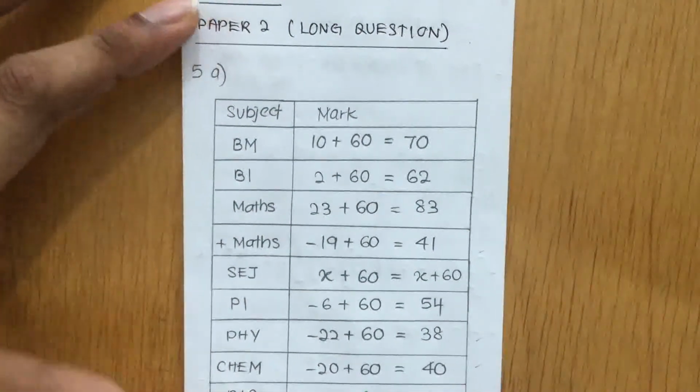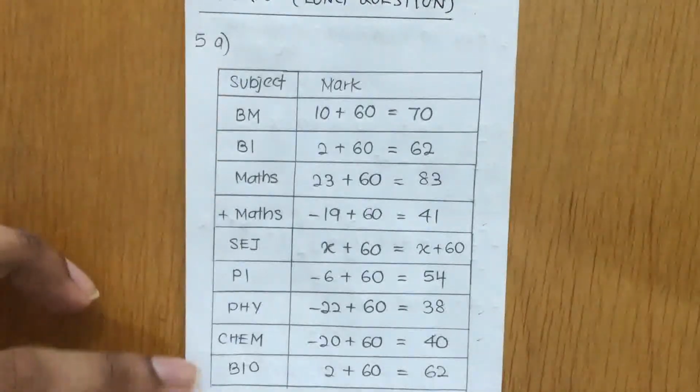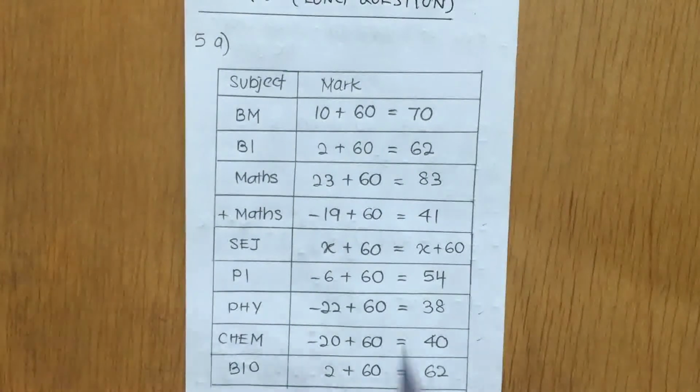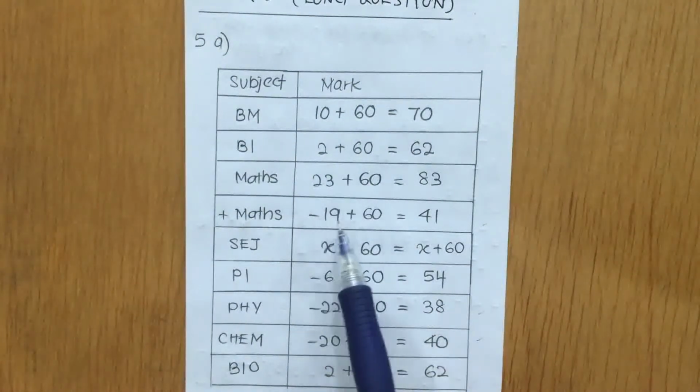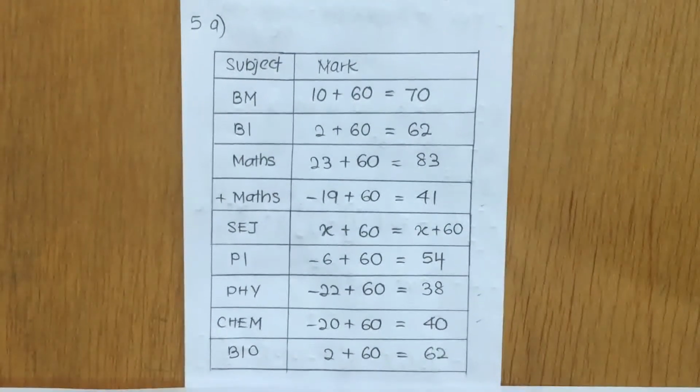So as you look over here, this is the subject column. I've written it in short form. And this is the marks. 60 is actually your mean, and these 10, 2, 23, negative 19, negative 6, negative 22, negative 20, and 2, these are all the deviations. So I hope you understand.